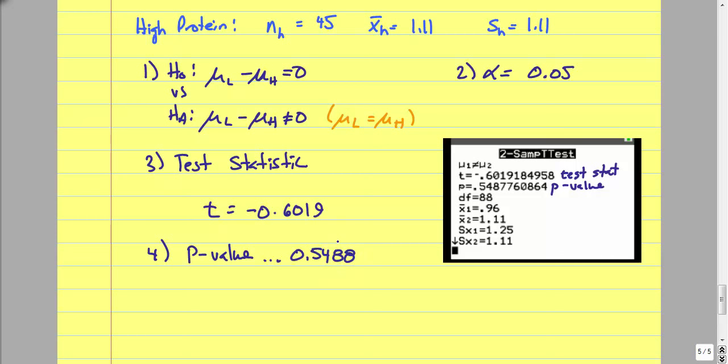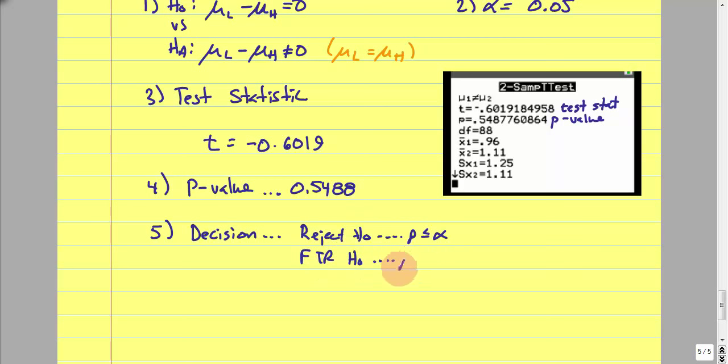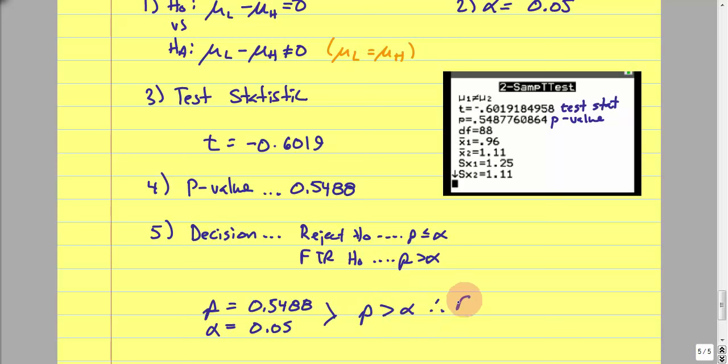Next, I need to make a decision. I can make one of two decisions. I can reject or fail to reject HO. I'll reject HO if P is less than or equal to alpha, and I'll fail to reject HO if P is greater than alpha. So again, P in this case is equal to 0.5488. That's a very big p-value. My alpha was 0.05 that was given. I can see pretty clearly here that P is greater than alpha, therefore I'd fail to reject HO.